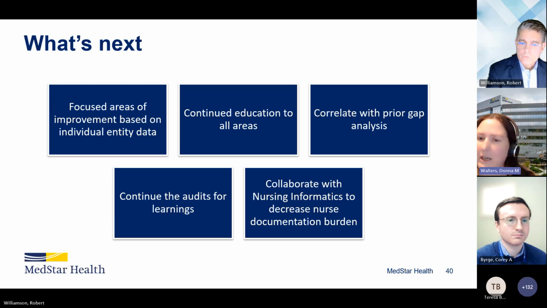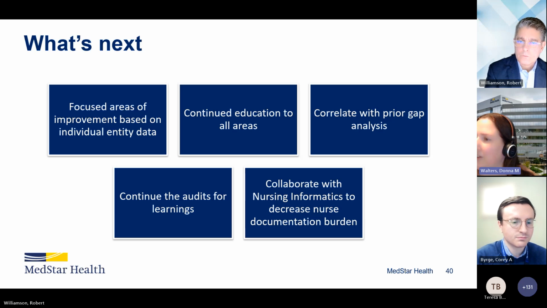So what's next? We're going to focus areas of improvement based on individual entity data. What does that mean? The data, because it was pulled into forms, we are able to pull out each entity and look at specific areas for opportunities of where there is differences in the auditor's tool, where there's a need for more equipment and supplies, and where the length of stay is based on if they're doing a lot of PT/OT assessments, where they may not necessarily need them for their length of stay discharges.